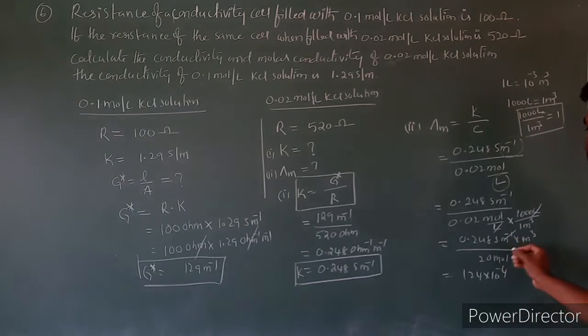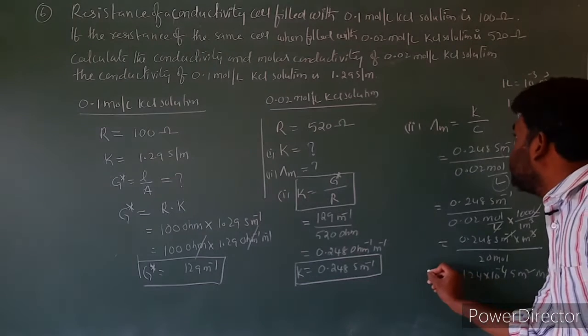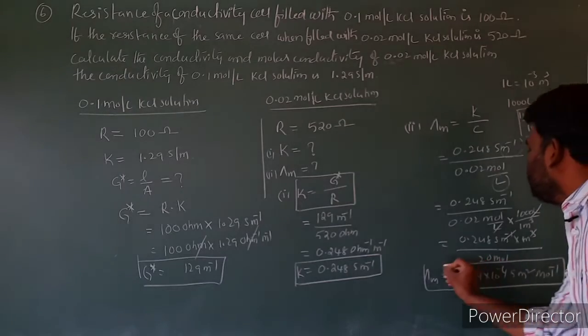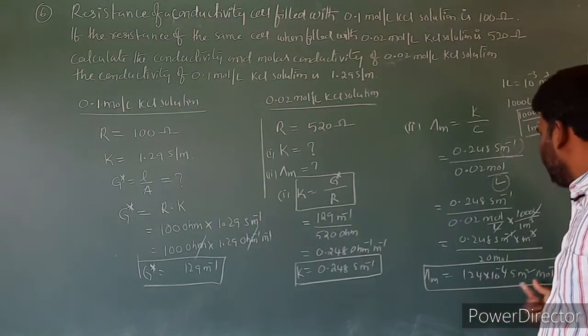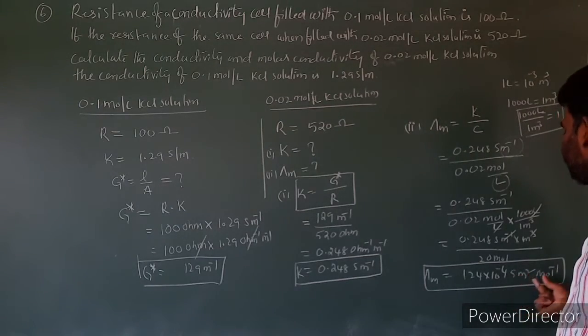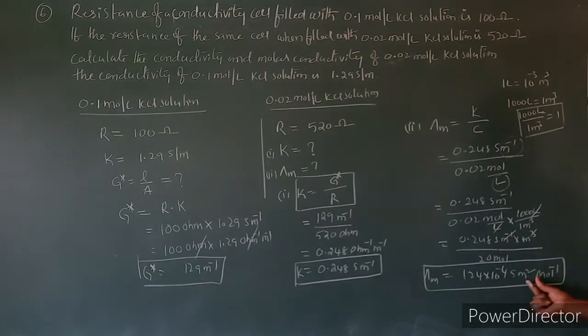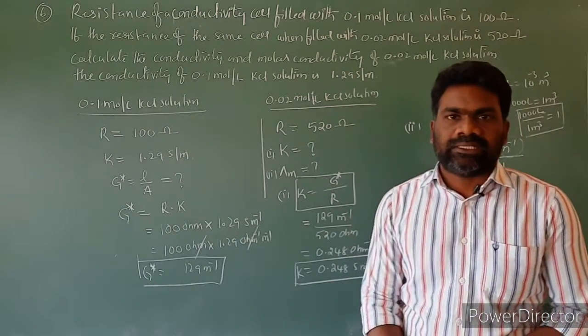Here meter inverse, meter cancel, remaining you have is Siemens meter square mole inverse. This is the lambda m value in terms of Siemens meter square mole inverse. The units we are taking is Siemens meter square mole inverse. This is problem number 6.